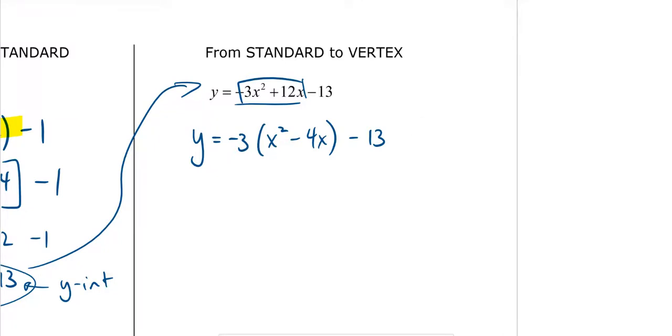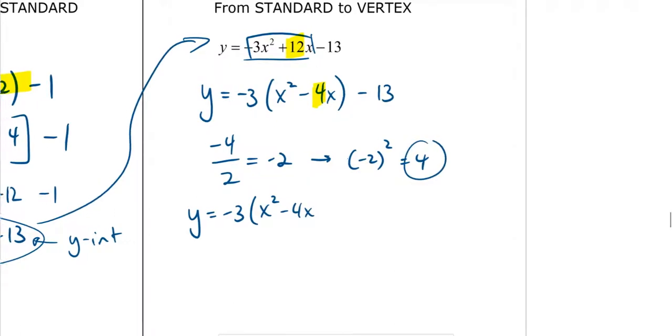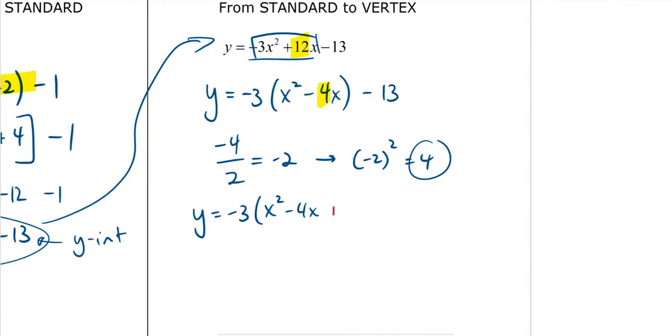It's only being factored from the first two terms. Okay, now notice the difference between 12 and 4. Okay, so 4 is the number I'm going to use. I'm going to take that 4. It's minus 4. I'm going to divide that by 2. So it's negative 2. Take the negative 2 and you're going to square it. You get positive 4. So y equals negative 3 x squared minus 4x. You're going to take that 4. You're going to add it. Here it is, plus 4. You're going to subtract it, minus 4.